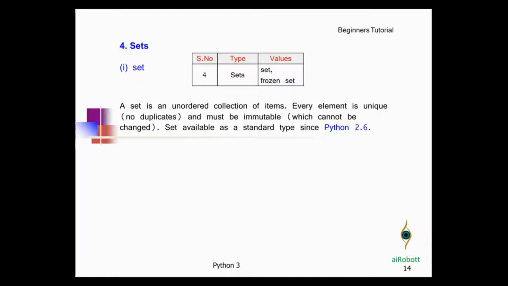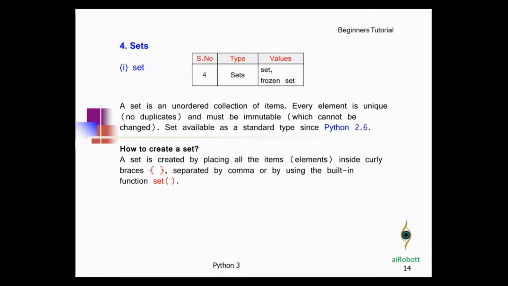Sets can be used to perform mathematical set operations like union, intersection, symmetric difference, etc. How to create a set? A set is created by placing all the elements or items inside curly braces, separated by commas, or by using the built-in function set. It can have any number of items and they may be of different data types: integer, float, tuple, string, etc. But a set cannot have mutable elements like a list, set, or dictionary as its element. Let's see one example here.